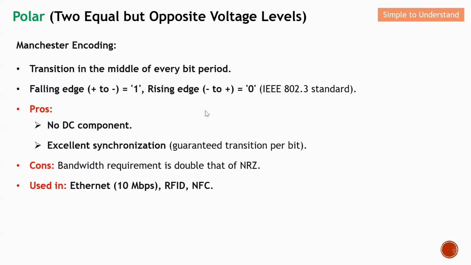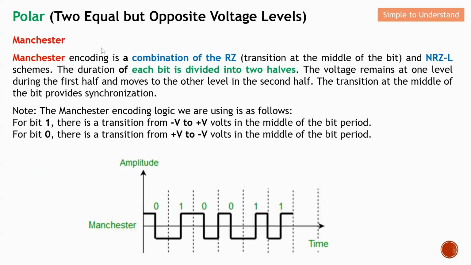Let's take a close look at Manchester. In short, Manchester coding is basically a combination of RZ, return to zero. I'm not sure if you still remember. Basically, there is a transition at the middle of the bit, as you can see from here. And it's also a combination of the non-return zero level scheme.